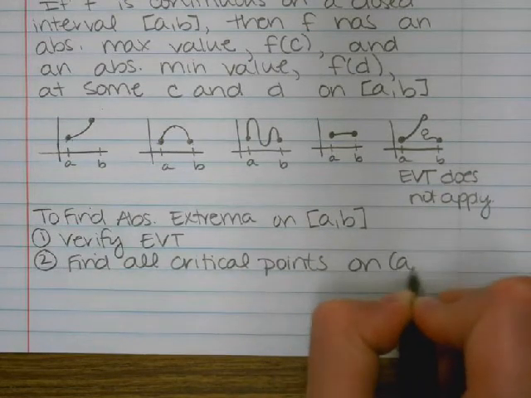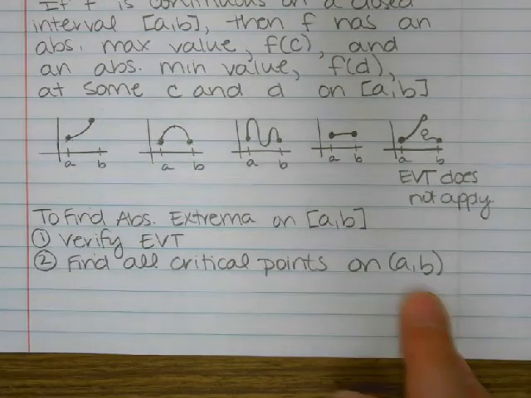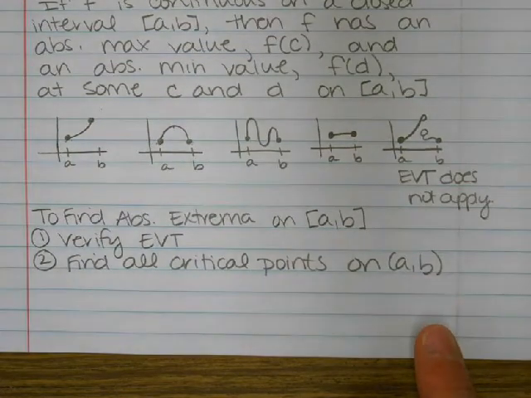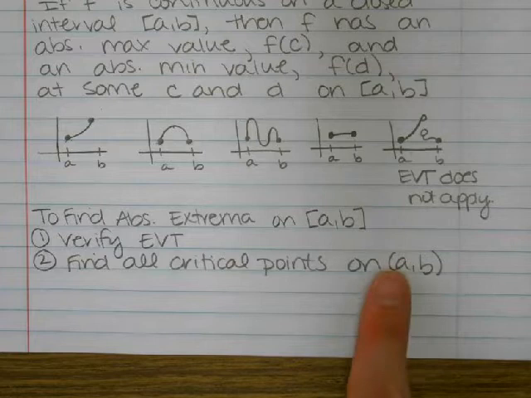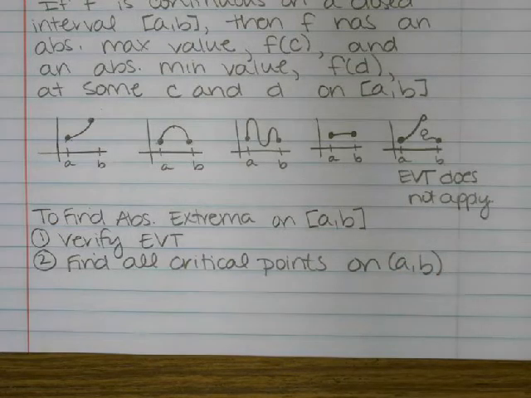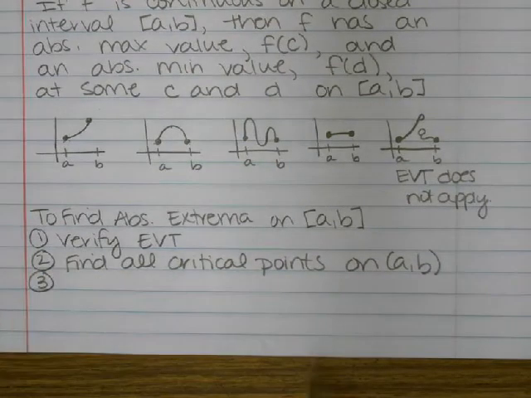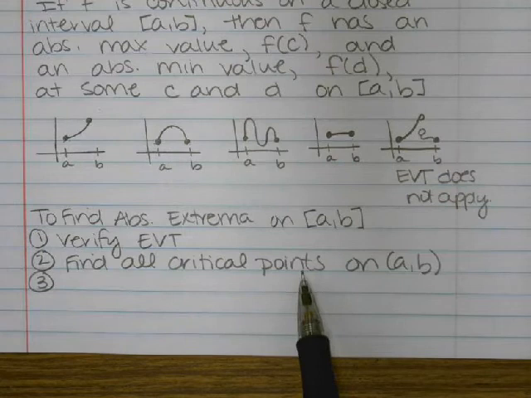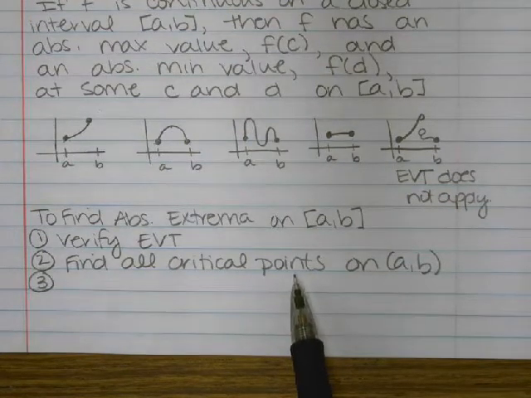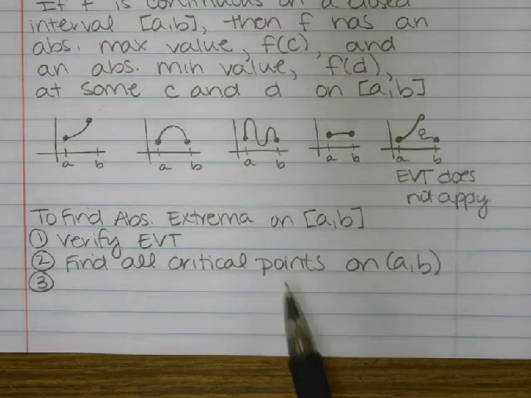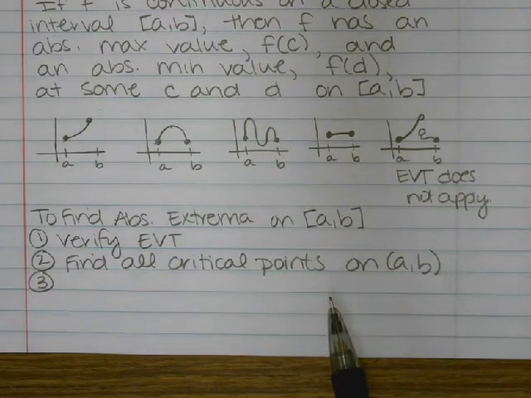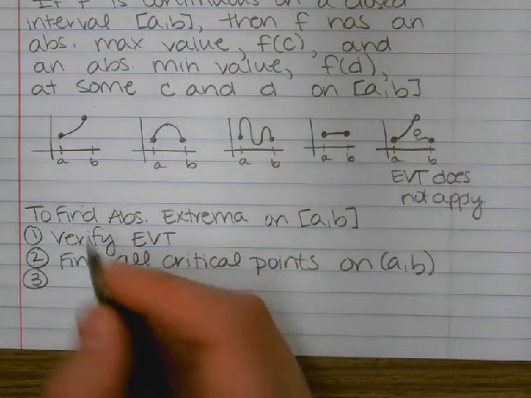On the interval AB. So we don't care what's happening at A and what's happening at B. That's why I said it's an open interval now, because we're not including A and we're not including B. I just want to see what's happening in between those numbers. So find those critical points, and remember, critical points happen when the derivative gives us a slope of 0 or an undefined slope. So those are the 2 things that we look for, where our derivative equals 0 or our derivative is undefined.